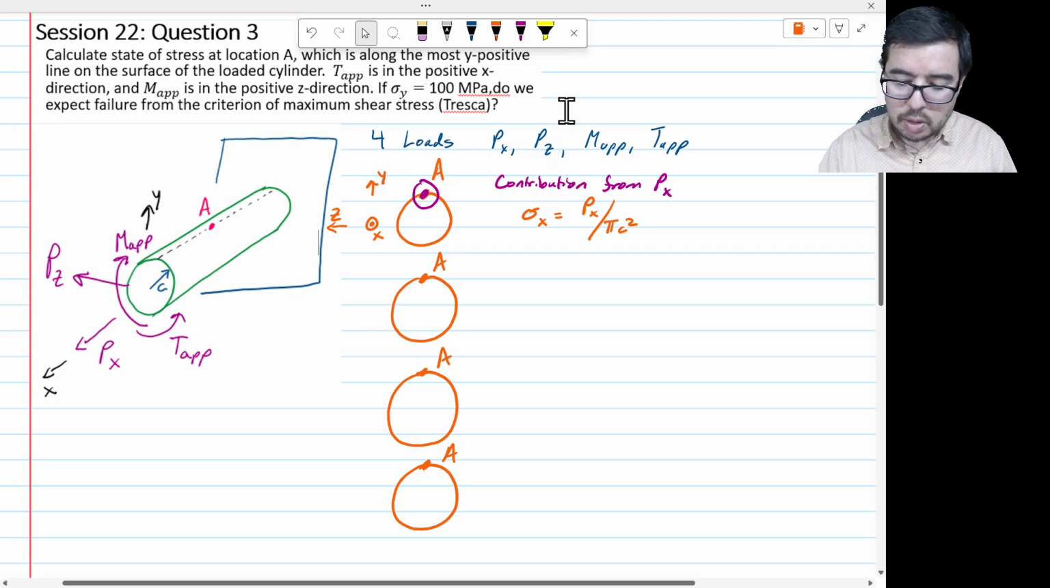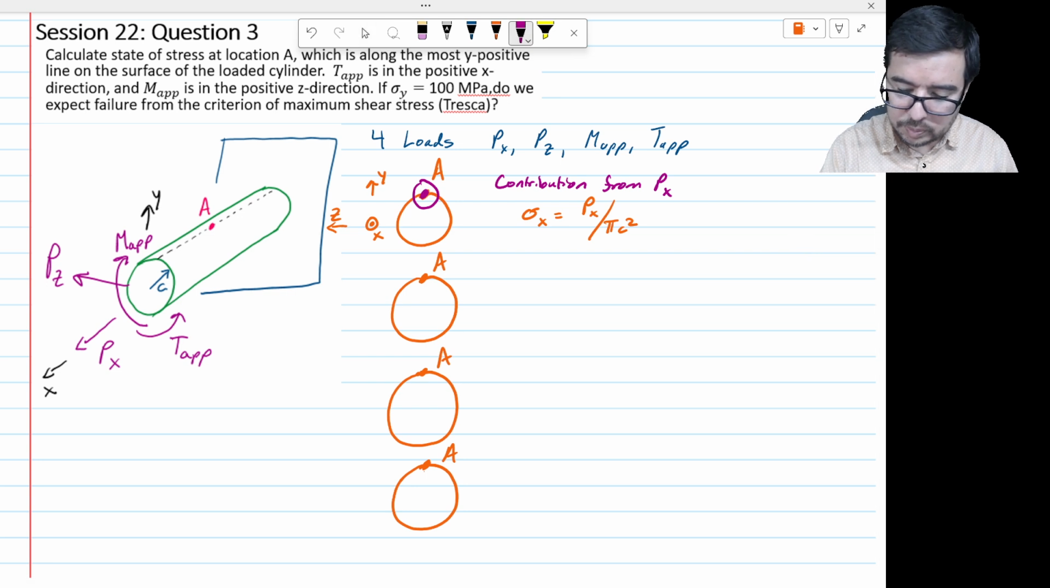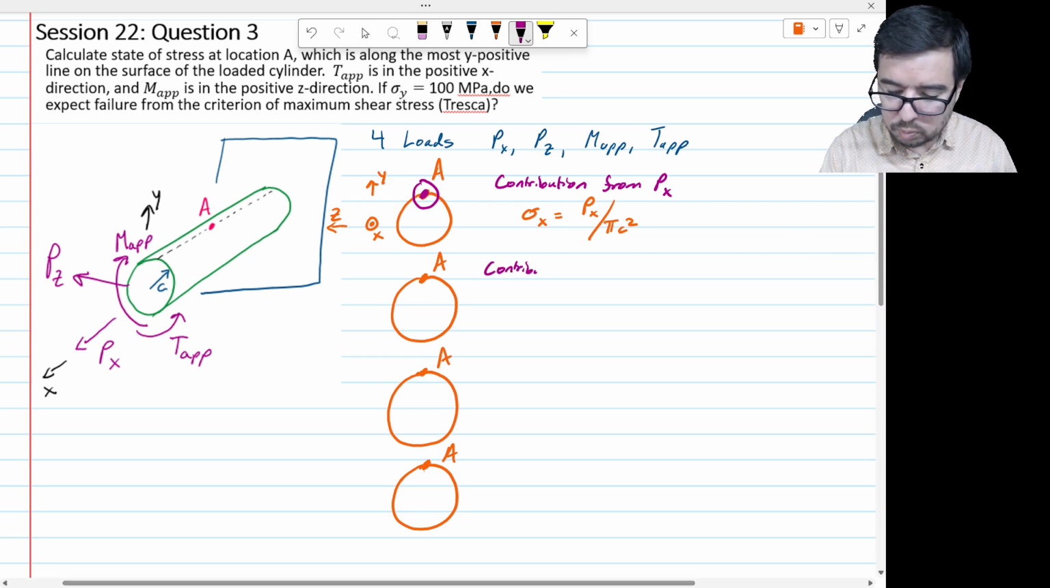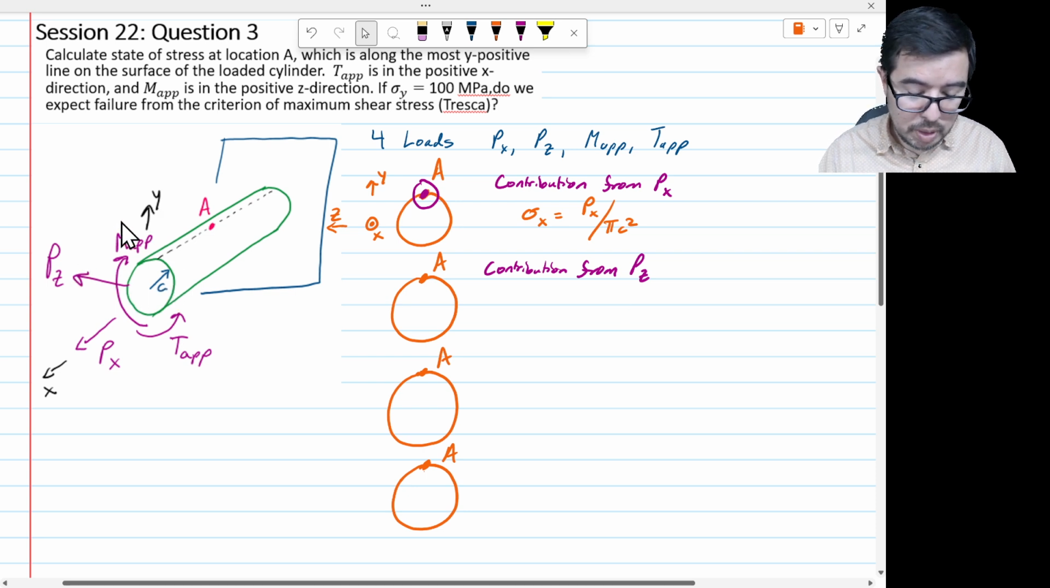Now let's look at the contribution from PZ. PZ is going in the positive z direction, and it can create a bending moment about y, but A is on the neutral axis, at least for that bending moment that would be applied about the y-axis.